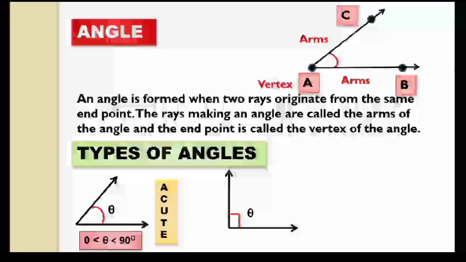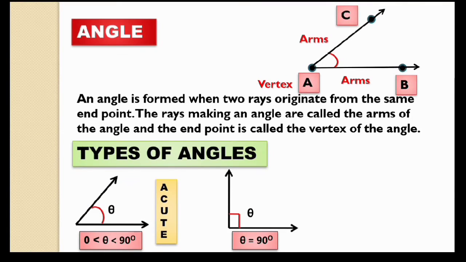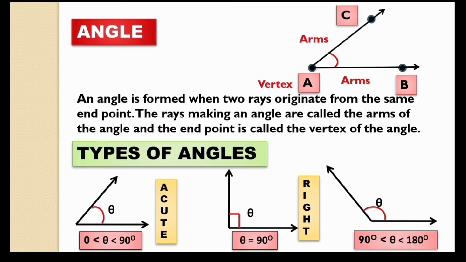Look at this figure. As you can see, this angle is showing exactly 90 degree. So this type of angle is called right angle. Look at this figure also, students. This angle is greater than 90 degree but less than 180 degree. These types of angles are called obtuse angles.